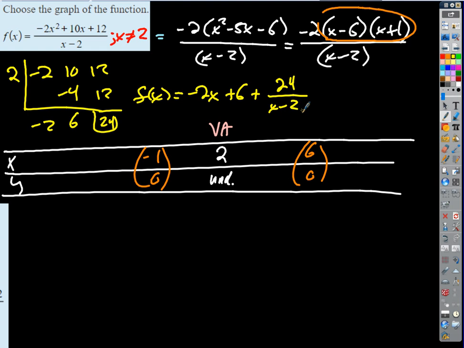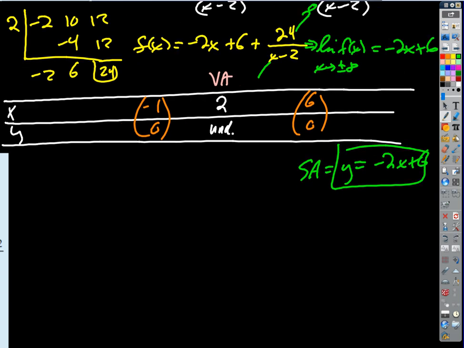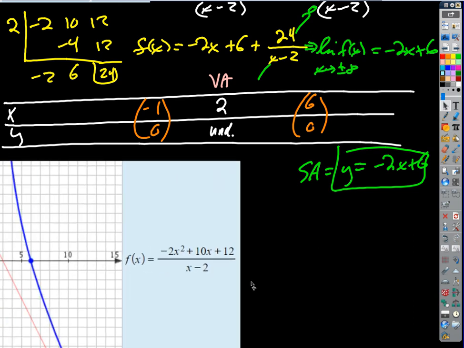But if I take the limit of the function as x approaches infinity, that doesn't matter. The limit of f of x as x approaches plus or minus infinity, that term's gonna go to 0, isn't it? So I just end up with -2x plus 6. So that's my slant asymptote. Okay, so the slant asymptote is y equals -2x plus 6. I get a vertical asymptote here. That tells me a lot. So already we can start to get a sense of what this thing is doing.